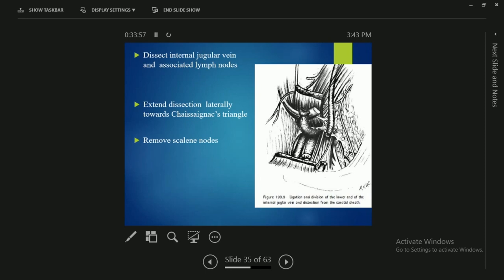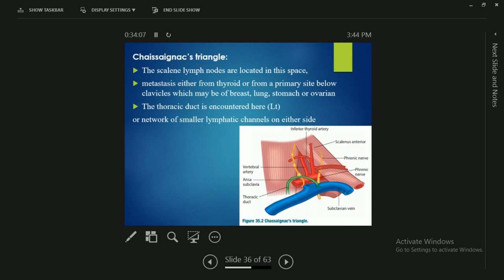Dissect internal jugular vein and associated lymph node. Extend the dissection laterally toward the Kinzig triangle and remove the Kinzig node. Kinzig triangle is the triangle which is bounded by scalenus anterior, longus colli muscle and inferiorly by the subclavian vein. This triangle consists of Kinzig lymph node.